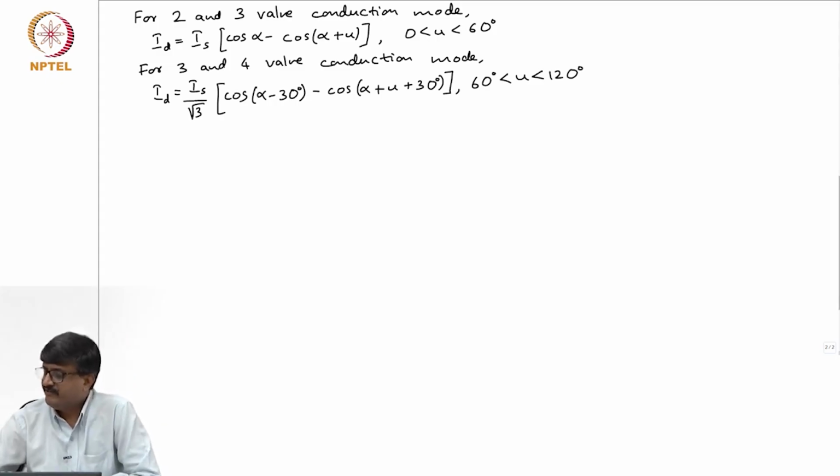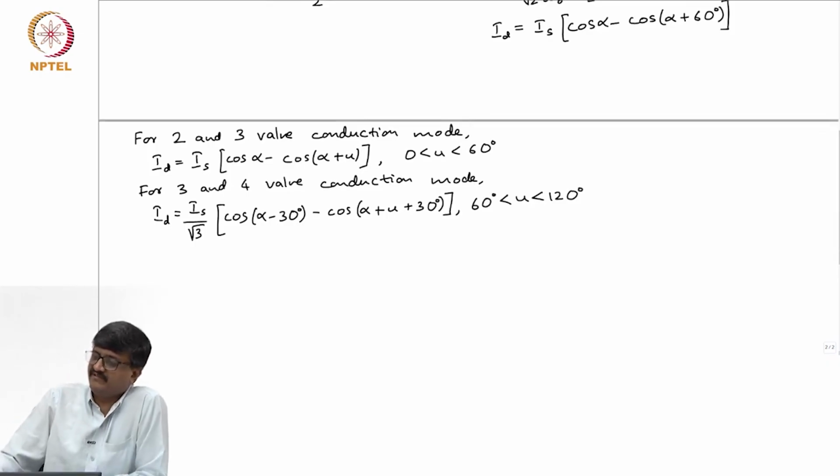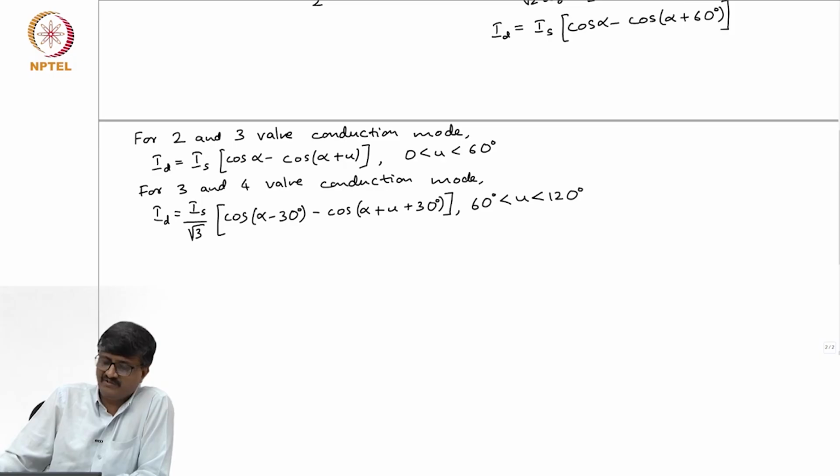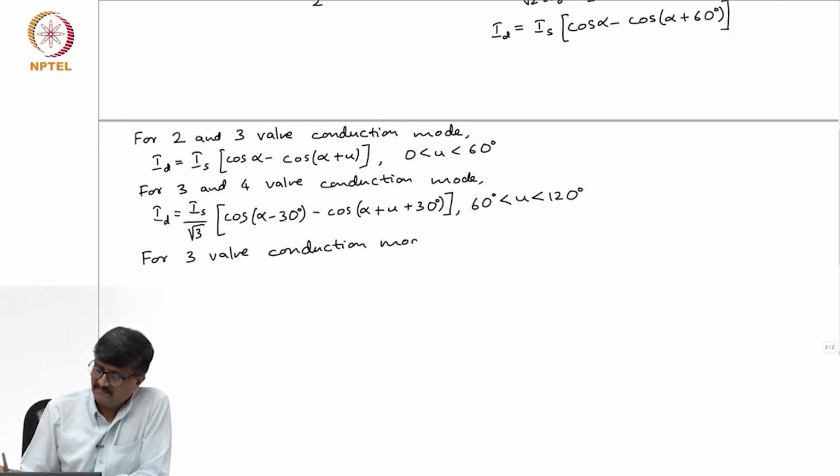So the equation that we obtained just now, that is ID equal to IS cos alpha minus cos(alpha plus 60 degrees) for the 3 valve conduction mode, is for u equal to 60 degrees. So let us write that also. For 3 valve conduction mode, ID is IS cos alpha minus cos(alpha plus 60 degrees). This is for u equal to 60 degrees.